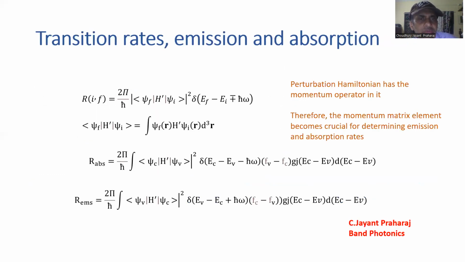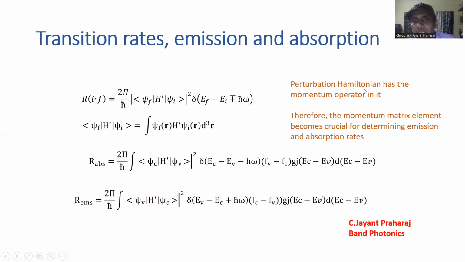This slide shows some physics of transition rates and emission and absorption in these materials. You basically have transition rates determined by what are called matrix elements of the perturbation Hamiltonian. Then we have energy-conserving delta functions that come from quantum mechanical time-dependent perturbation theory, then the Fermi occupation factors, and then the joint density of states, etc., and they can be put in this form.